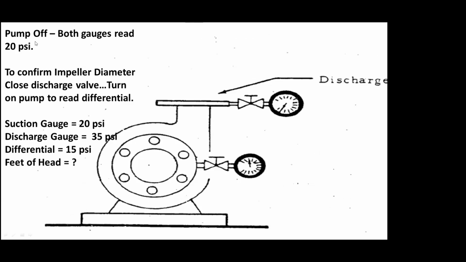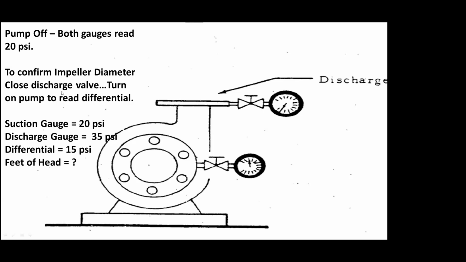So what I can do is, I have the pump off, and both gauges are reading 20 PSI in this quick example. To confirm the diameter, close the discharge valve. Now, you're only going to close it for a very, very short period of time, because you never want to have a pump run dead-headed because of the energy it can develop in that water sitting inside that volute right there. But you do it just very quickly.